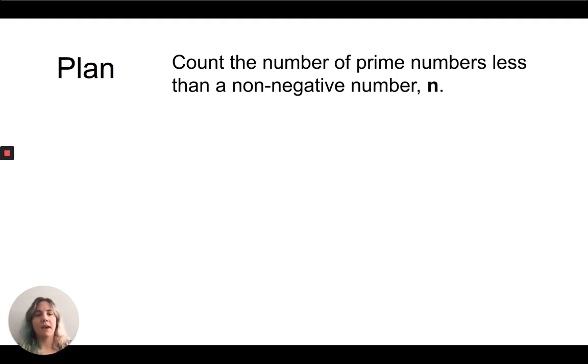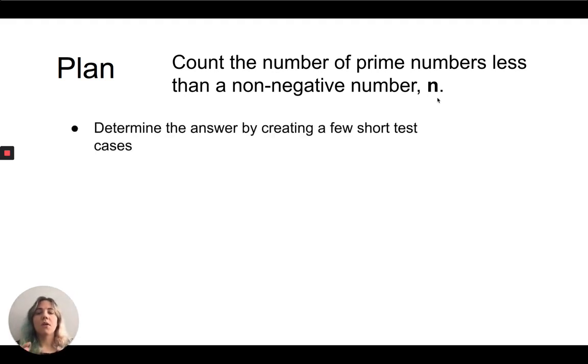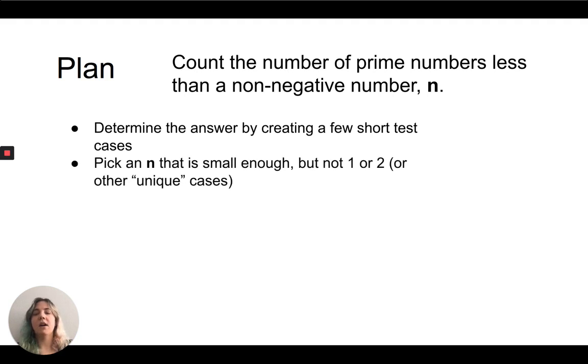We have our prompt, we've analyzed our prompt, we know what we're doing: we're counting the number of prime numbers less than n, which we know to be a non-negative number. So one of the very first things that we should do is determine the answer by creating a few short test cases. This means picking some inputs that work with our prompt, and you want to pick small inputs. Solve a very small version of this problem first. But don't pick one or two, because those are usually kind of unique in how you handle them. So pick a small n like 5 or 10. That's a really good place to start.